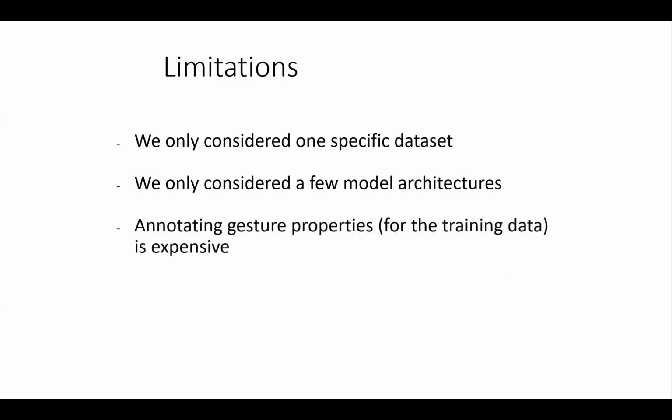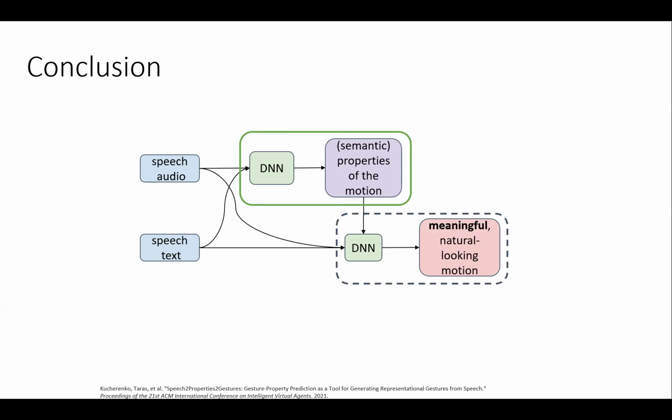Okay, so we only looked at one data set in this. We only considered a few deep learning architectures, so lots of limitations. And there's a fair bit of annotation work to build this data set. There's probably ways to build this more automatically now, but there's a fair bit of annotation work necessary to build a system like this for training. And then the question is, if we do this, can we build this second part of the architecture, and will it actually produce more meaningful gesture? And is this a way to move forward to produce more meaningful gestural output?